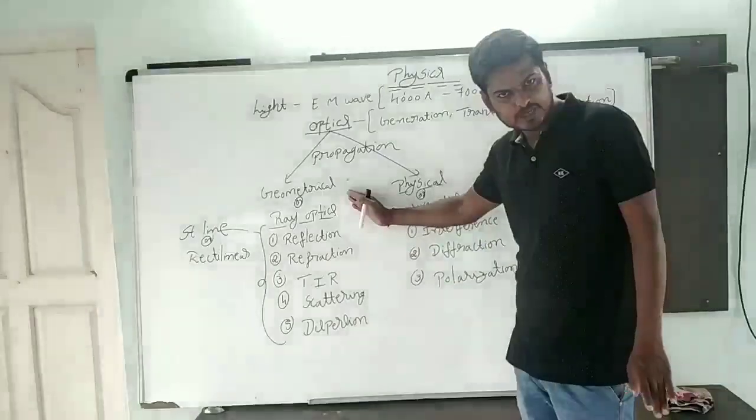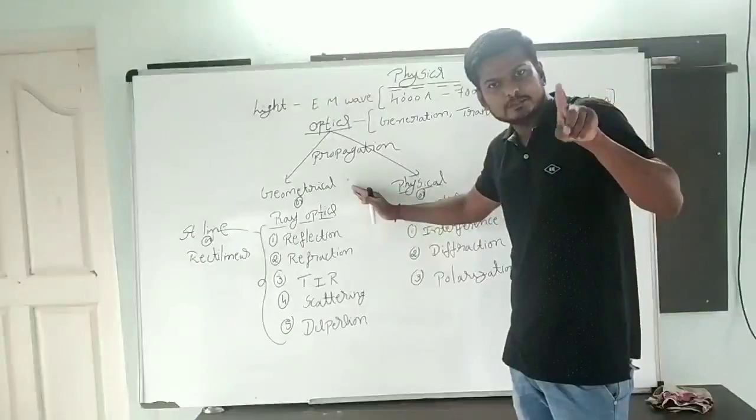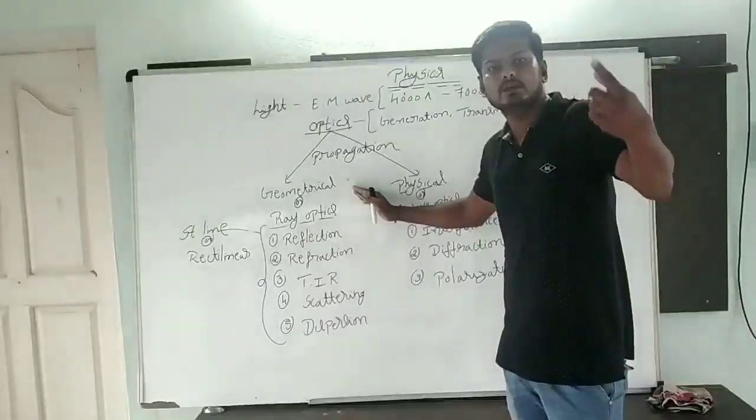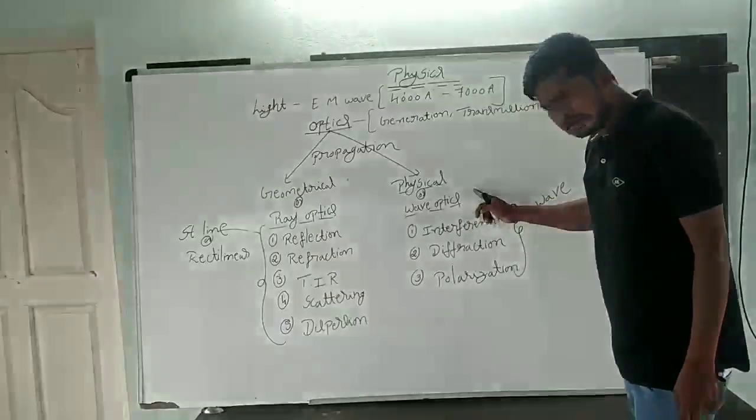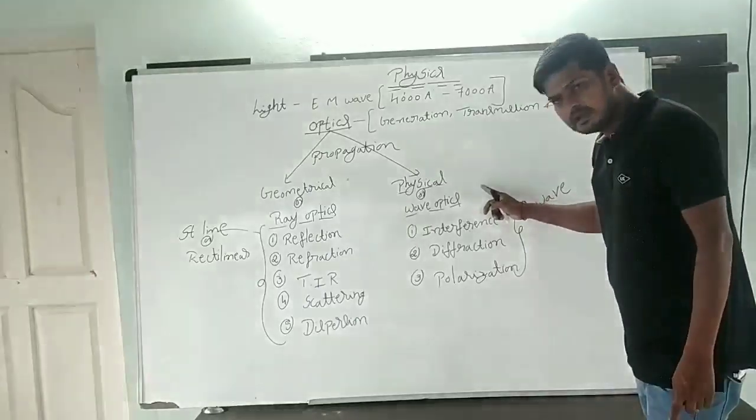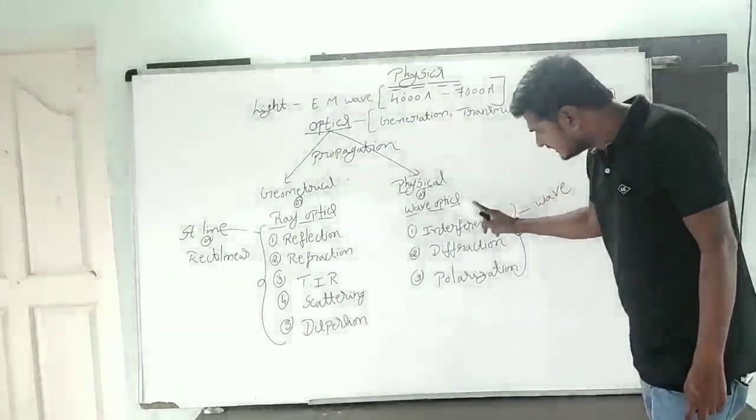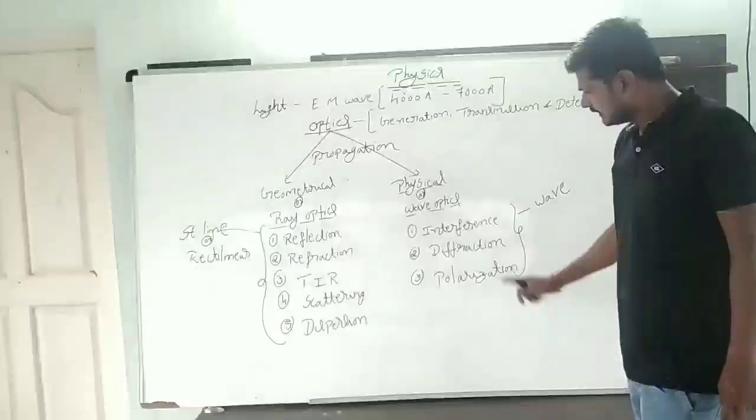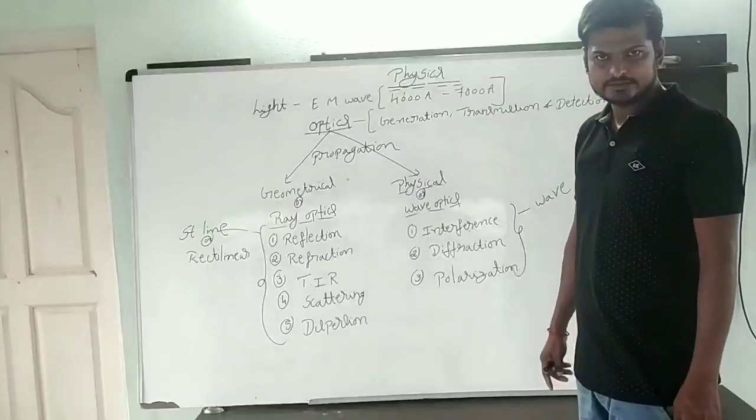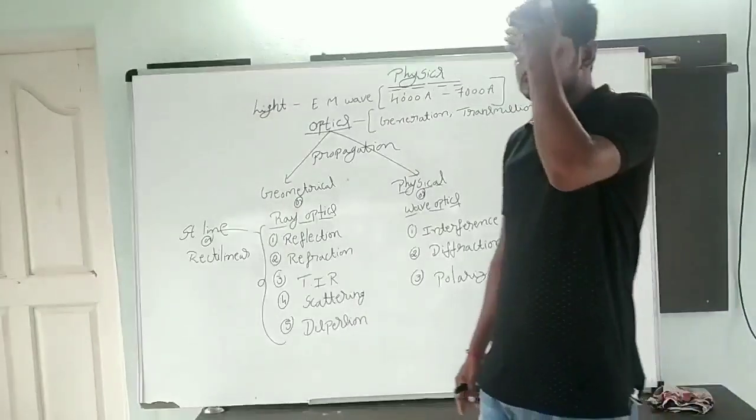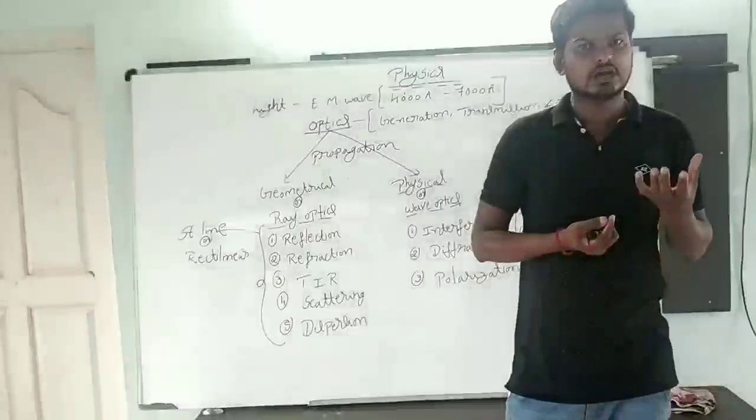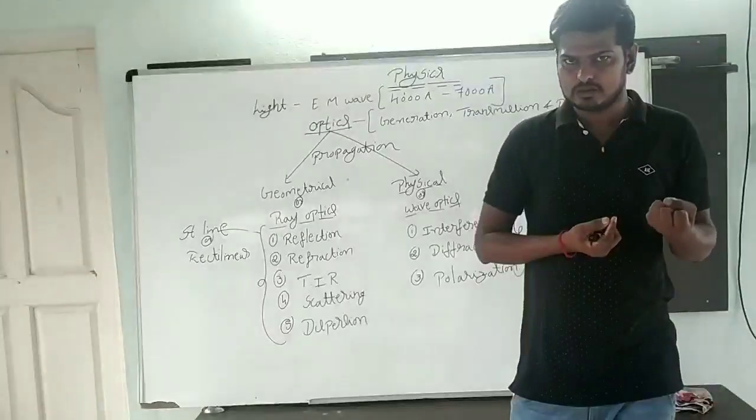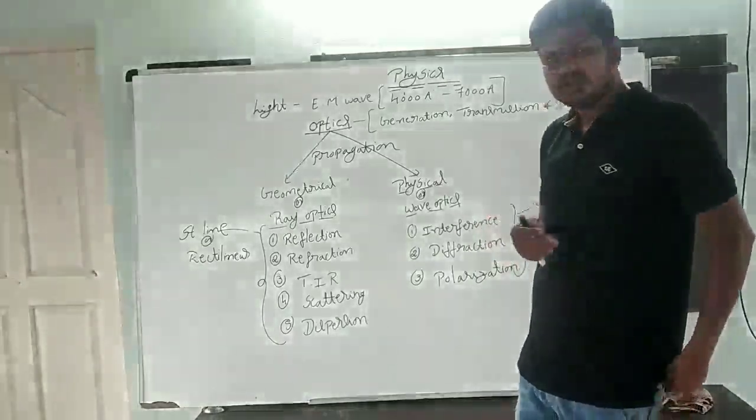The size of the interacting particle will be greater than the wavelength of light, the ray optics will be valid. The size of the interacting particle will be equal to or less than the wavelength of light, wave optics will be valid. Interacting particle here means a simple lens or mirror or aperture or small hole.